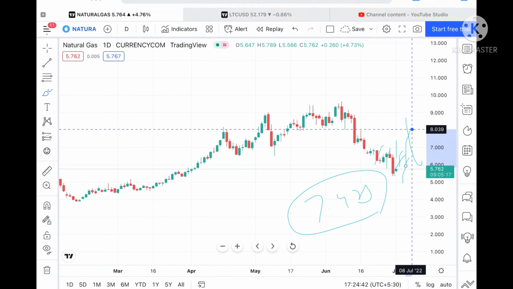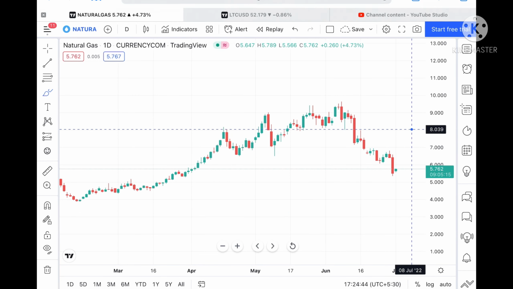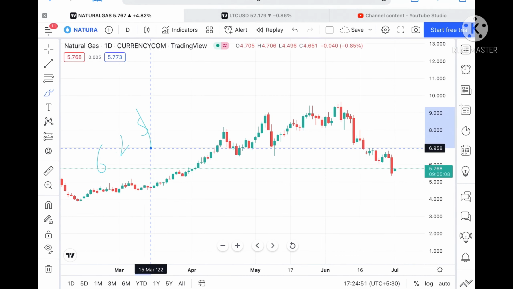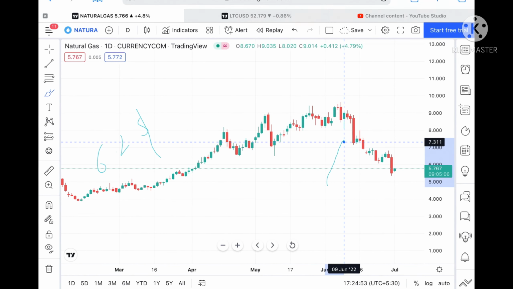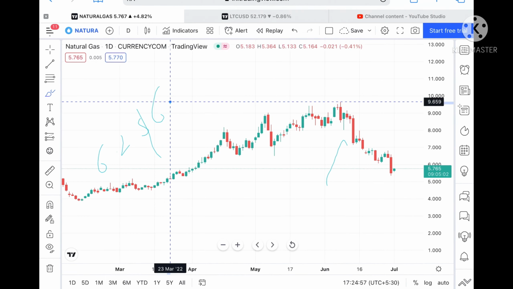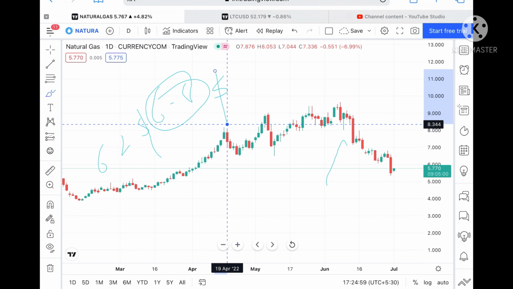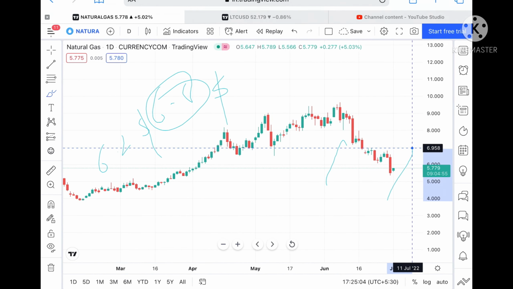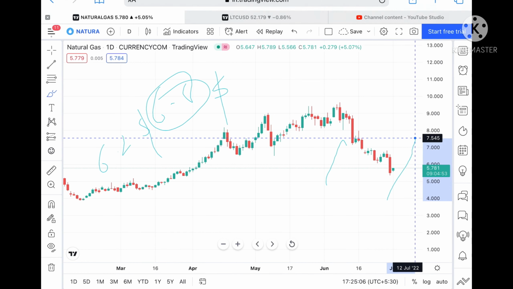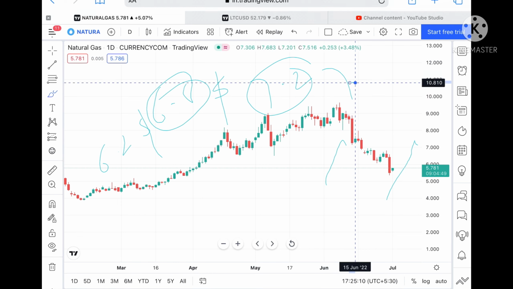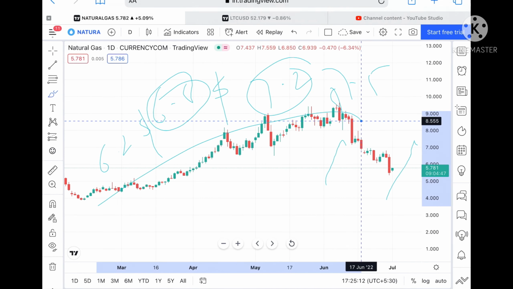Now you have to understand that there are a few resistance points where, once it sustains above that level, the probability of going further high will be there. 6.2 is a very strong support, so once it goes above 6.2, we can see it can go further upside and touch a level of $6.8, and once it sustains above 6.8, the probability of touching further upside is around 7.2, and from there it can go to a level of $7.5. These are the four resistances which are very crucial.